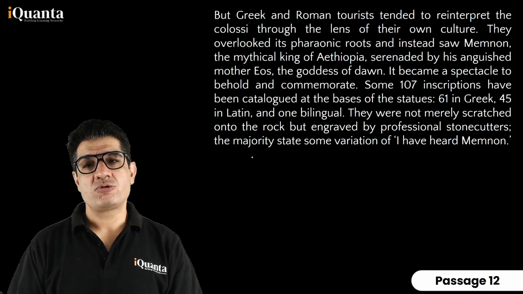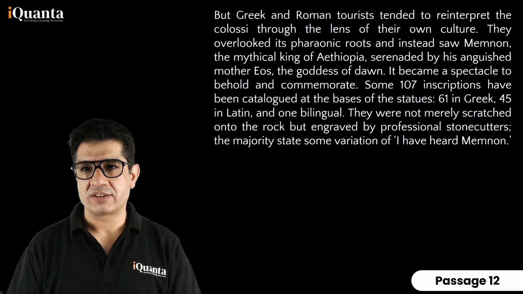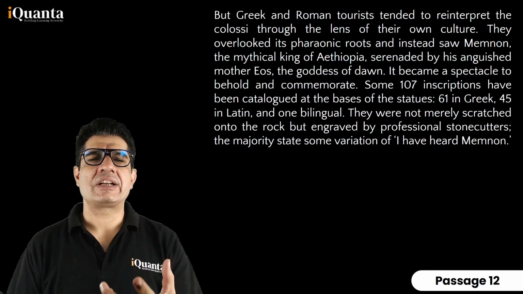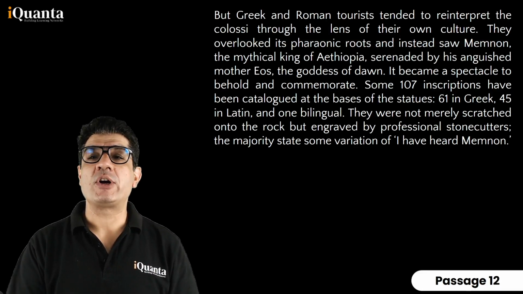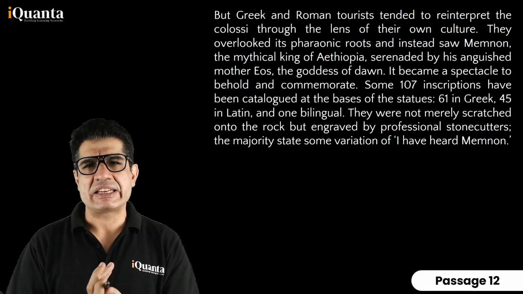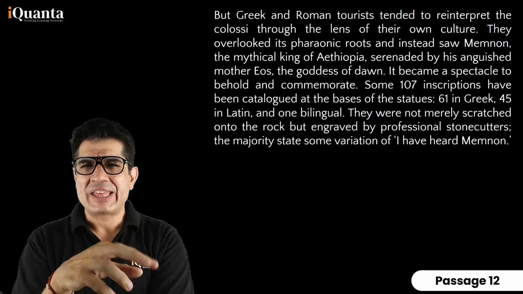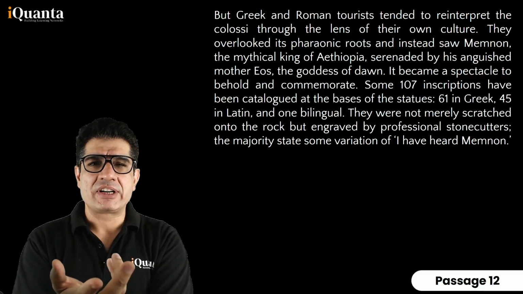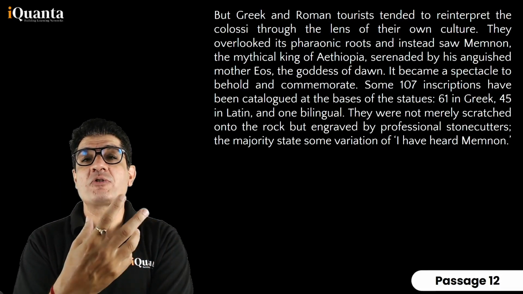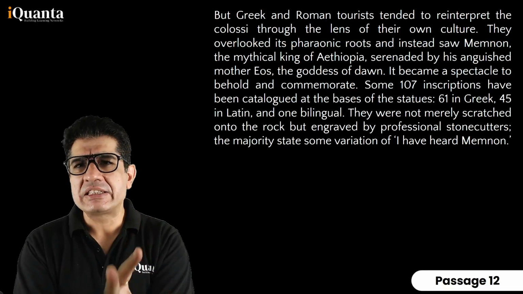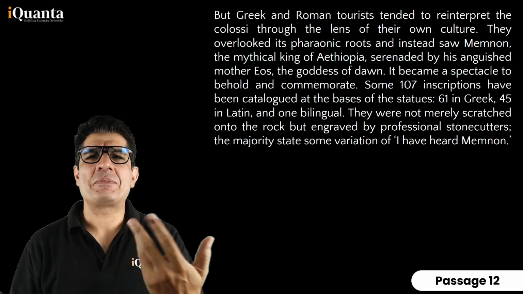But Greek and Roman tourists tended to reinterpret the colossi through the lens of their own culture. So when you reinterpret something through your own culture, you basically use the perspective, the point of view of your culture whenever you look at anything. For example, right now we were calling it mortuary temple. But then when I read the word temple, a particular image comes to my mind. And that image is borrowed from my culture. Chances are that something similar is happening with you as well, right? So same thing happened with Greeks and Romans too.